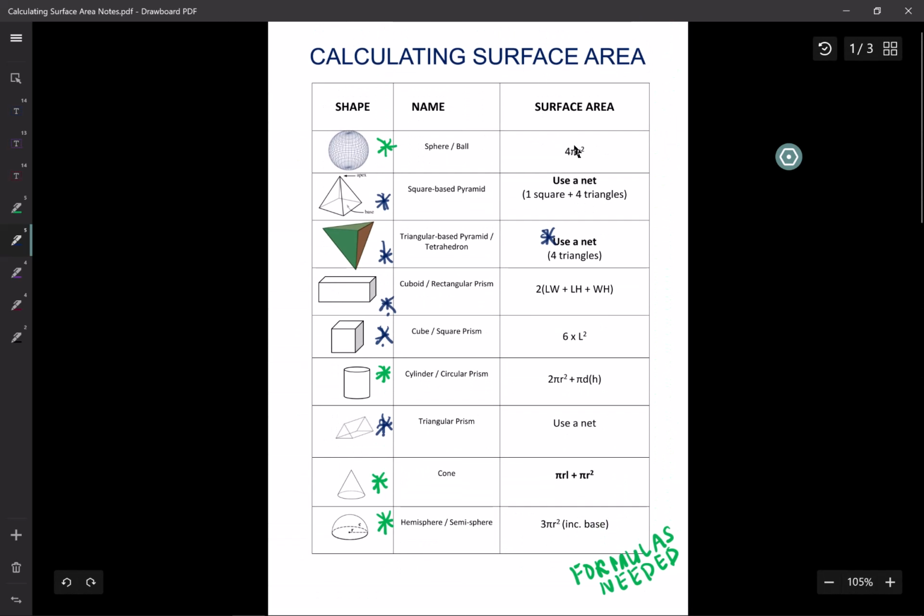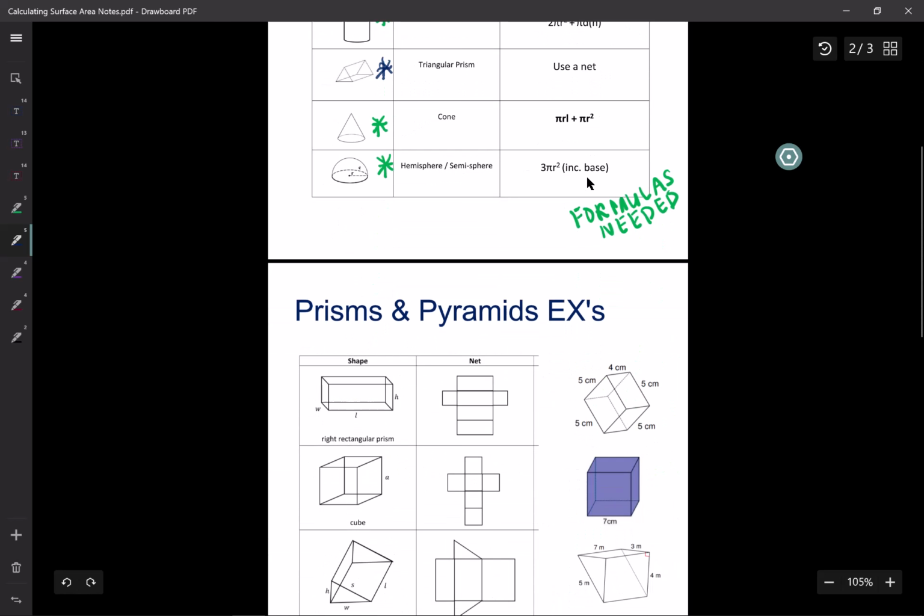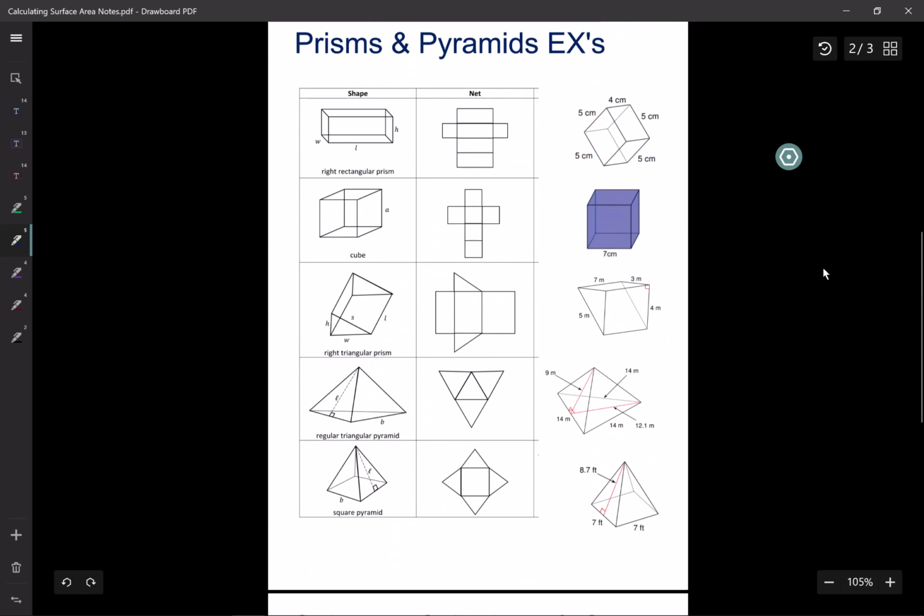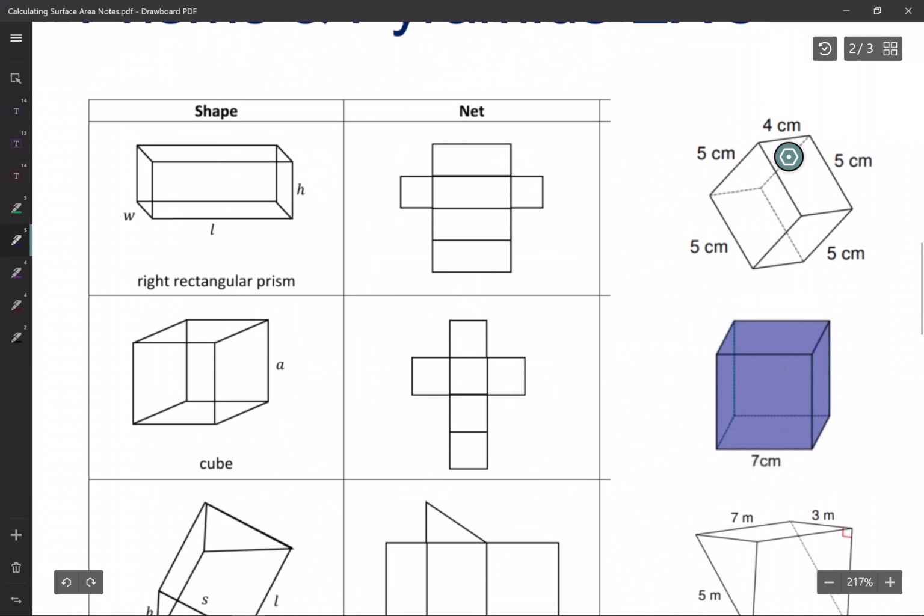I like this diagram or this chart because it explains to you for the ones that you need to use a net, you just get the surface area by adding those areas, right? So for a square base pyramid, you add the area of a square plus the area of 4 different triangles, right? For a rectangular prism or a cuboid, as it shows over there, you do twice the area of each rectangle that's present over there, and then same thing with the square base pyramid up there. Okay, so I'll go through one example of a pyramid, one example of a rectangular prism.